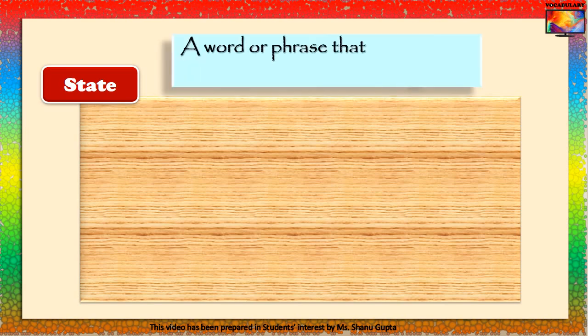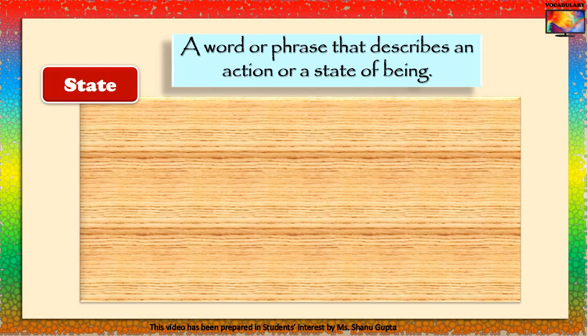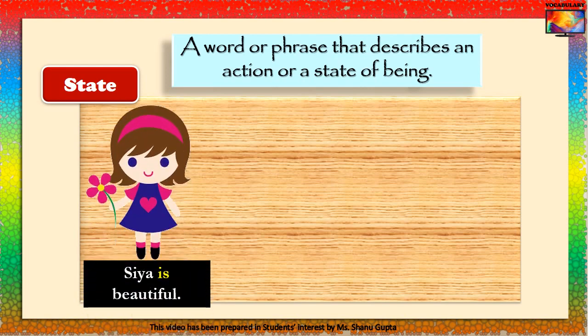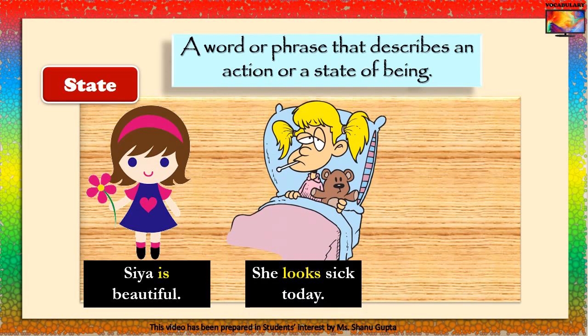Apart from actions, a verb can also show a state of being. Like in the sentence, "Sia is beautiful," there is no action taking place. Only a state is being conveyed. The word "is" is the only verb in this sentence and it helps make a statement about Sia. In the sentence, "She looks sick today," the verb "looks" conveys the state of the girl, that she is sick.